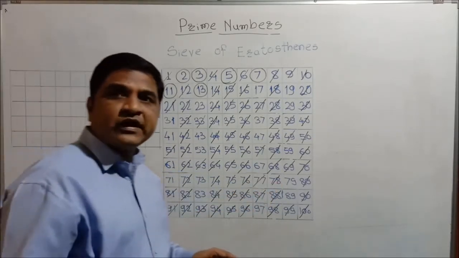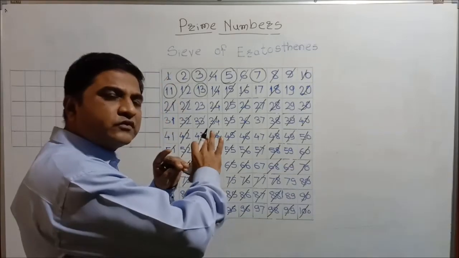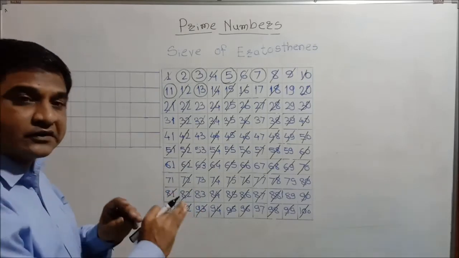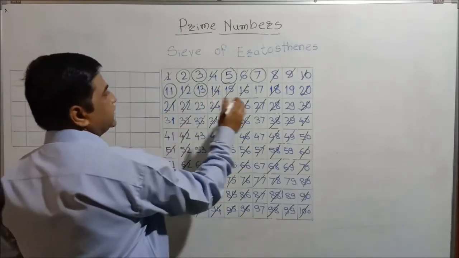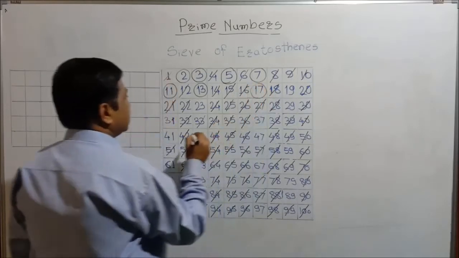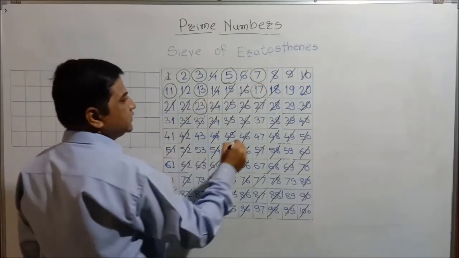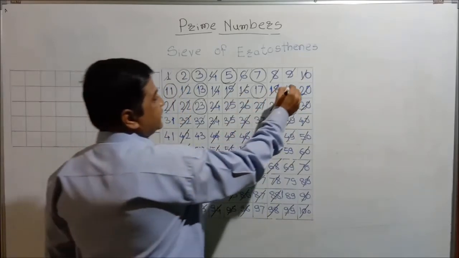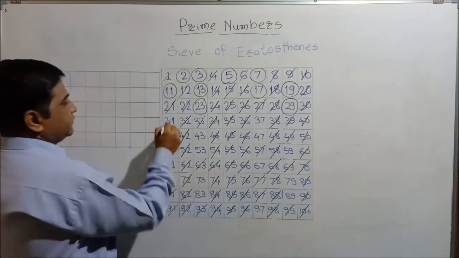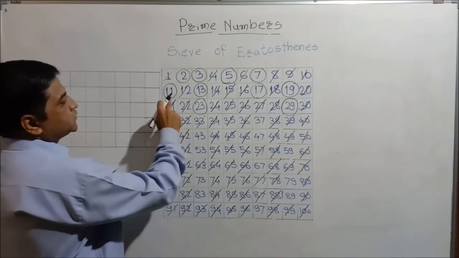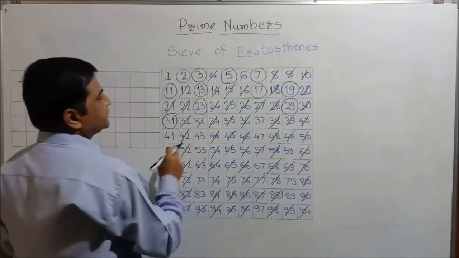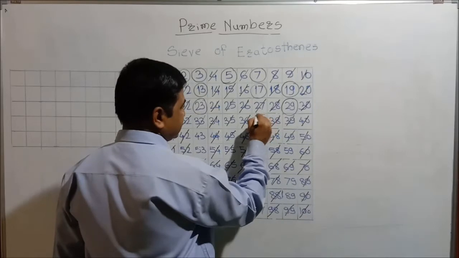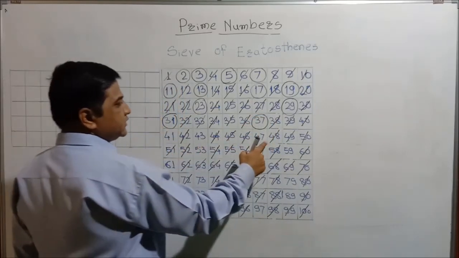So what we have found is that what is left are only prime numbers. What are the numbers that are not crossed? Now circle them. After 13 it is 17, then we have 23, then 29, we have 19 also, then 31. So 11, 13, 17 and 19. Then we have 23 and 29 and 31, and now 37, 41 and 47.